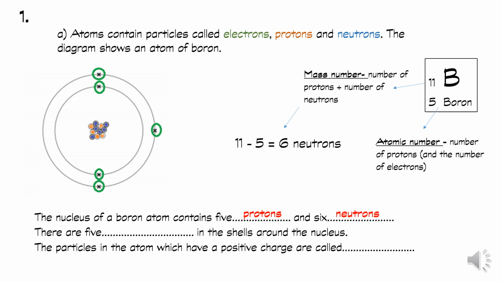There are also 5 something in the shells around the nucleus. As we said, there are 5 X's, 5 electrons, and they are in our shells. So the missing word here would be electrons. We have 5 electrons in the shells around the nucleus. And lastly, the particles in the atom which have a positive charge are called protons. Protons are positive, electrons are negative, and neutrons are neutral.